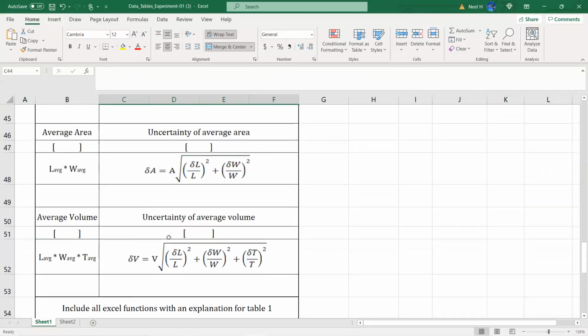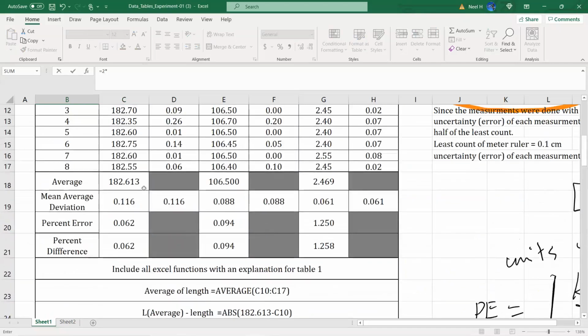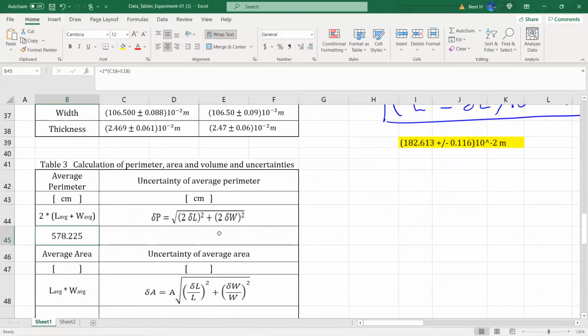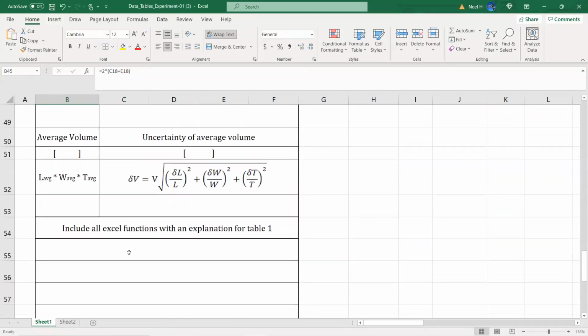Okay, so let's write it down. Perimeter, equal sign, 2 multiply, shift and number 8, and then the length average, cell number C18. I have to open the brackets right before that, because it is the length average plus the width average, right? So that will be the perimeter, twice the length plus twice the width. That's good, 578.225. That function I must note down here. Let's say average perimeter, or perimeter AVG. That's the function I use.